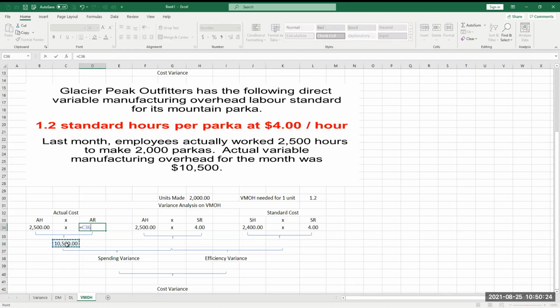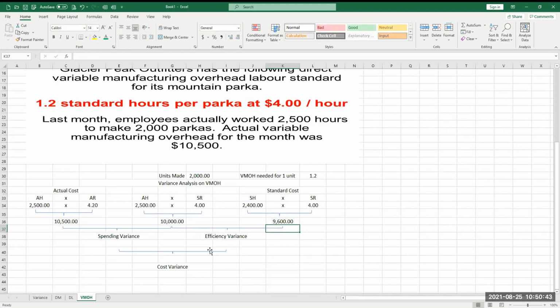Obviously, it will be the total cost divided by the actual hours, and I get the rate. So do I have information here to calculate this? I do. So let's put the formulas here, and this one will be equal to this one times that one.